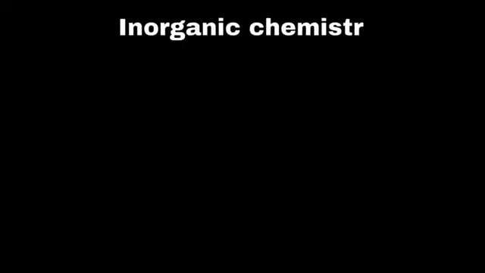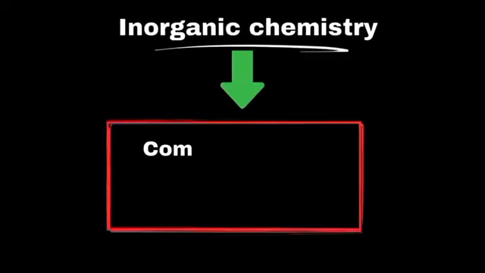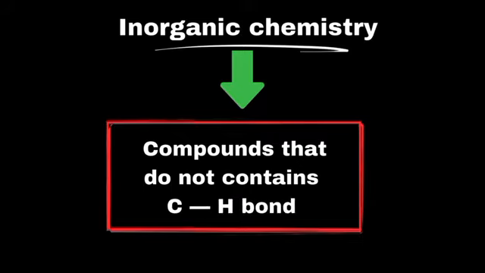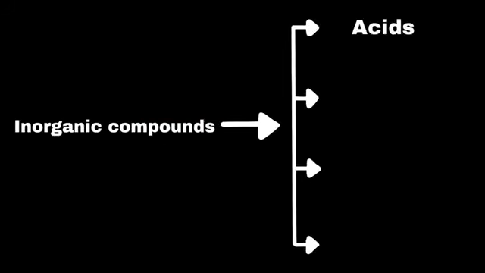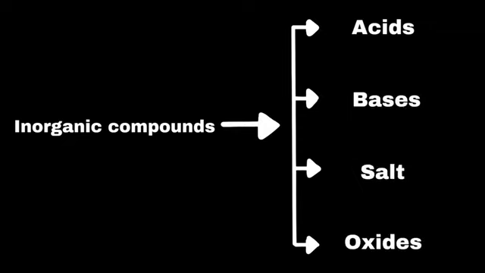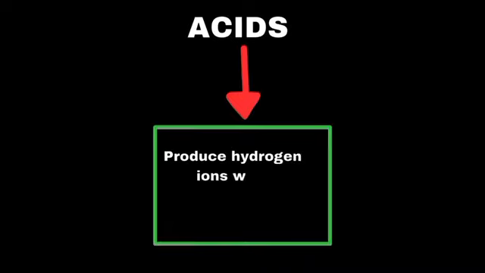Inorganic chemistry is the branch of chemistry that studies compounds that do not contain carbon-hydrogen bonds. Inorganic compounds can be classified into four main types: acids, bases, salts, and oxides. Let's explain acids first. Acids are substances that produce hydrogen ions when dissolved in water.